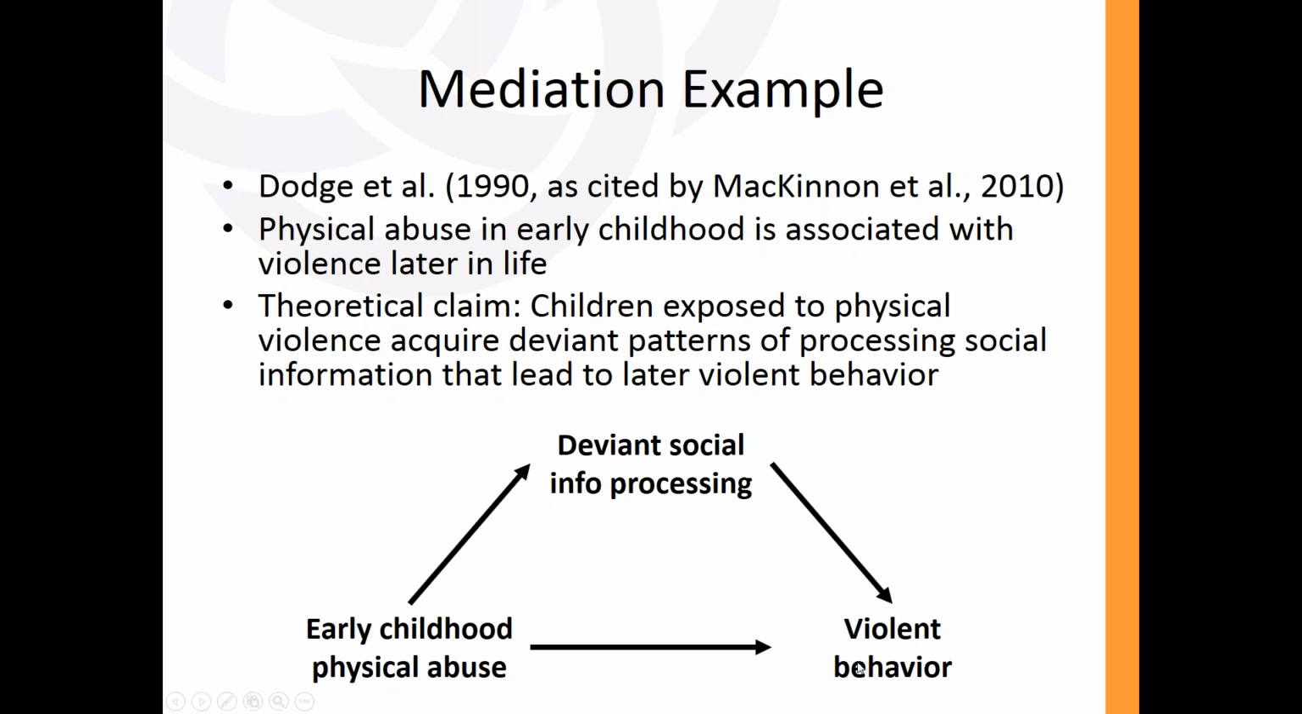And they tested this model and actually found that, yes, indeed, deviant social information processing was strongly related to violent behavior later in life and to early childhood physical abuse. And when you added deviant social information processing into the model, this original link disappeared. So indeed, it seemed that early childhood physical abuse caused deviant social information processing, which in turn caused violent behavior. So this phenomenon was better understood by way of this study.